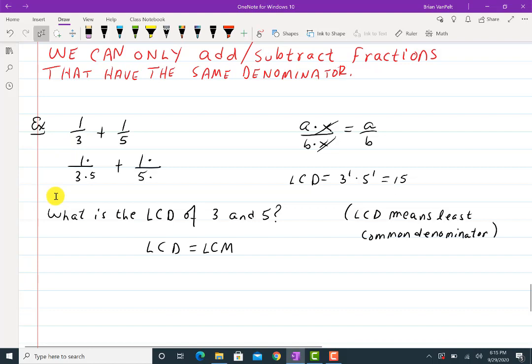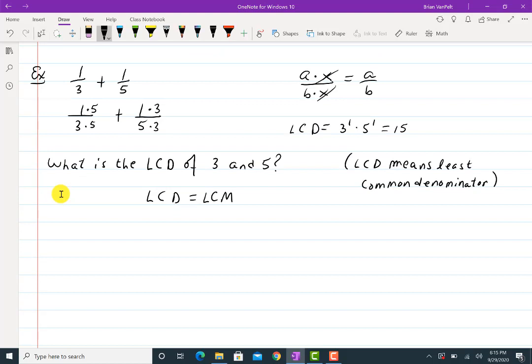But whatever you multiply in the denominator, you have to do the same in the numerator. How many times does 5 go into 15? Well, it goes in 3 times. But whatever you do in the denominator, you have to do in the numerator. So that changes these fractions now. Now I have 5 over 15 plus 3 over 15, and that equals 8 over 15.